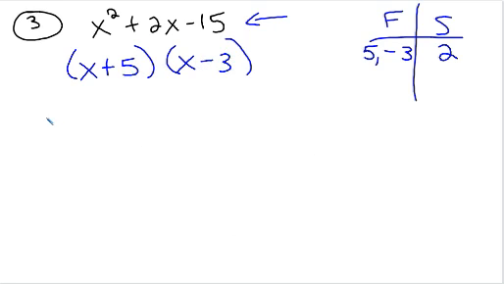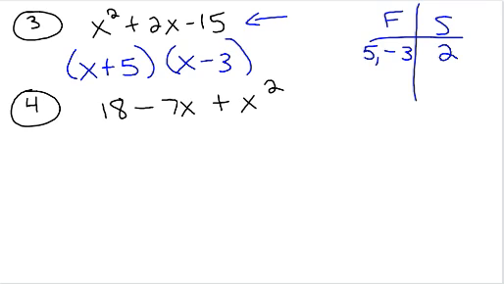Alright, the next example, number 4. 18 minus 7x plus x squared. You're going to see some problems written this way, and that's why I wanted to show it to you. You're probably noticing that this thing is out of order, so just rewrite it in order. Positive x squared minus 7x, and since this 18 is positive, I put plus 18. And then we just move through and factor it like we have been.